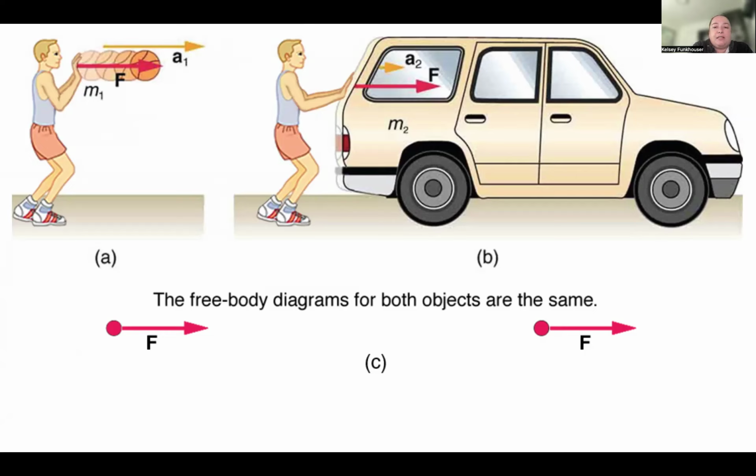There is one other big difference between these objects, and that's their mass. Remember, mass is an intrinsic property of an object, and it has to do with how hard it is to get an object moving or to stop its motion. So it's easy for a person to move a basketball and much harder for them to move a car because they have different masses. So the forces are the same, but the masses and accelerations are not.